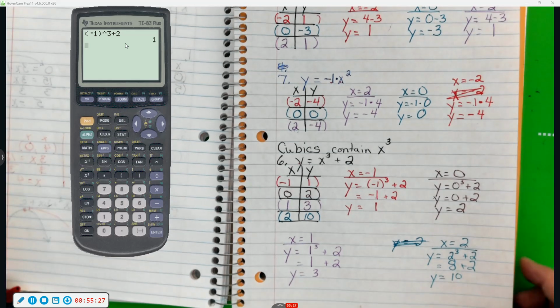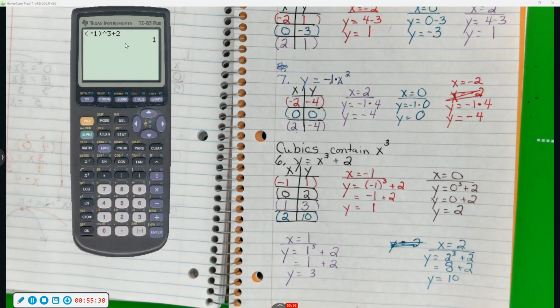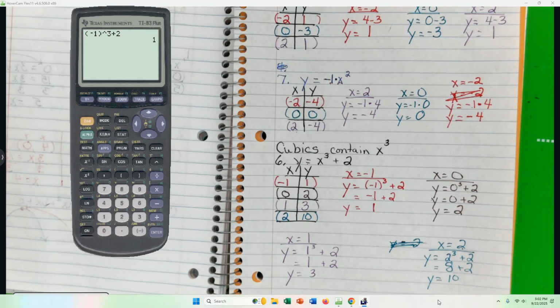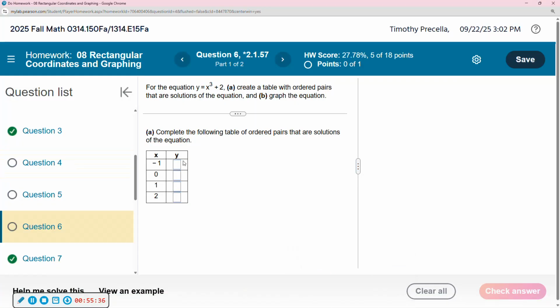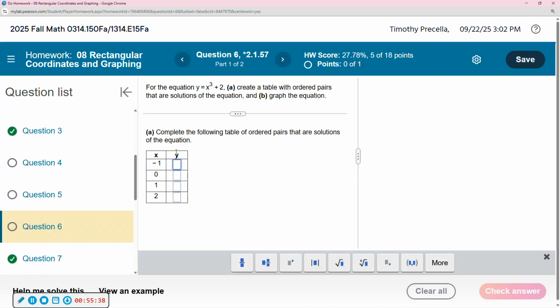So let me type those numbers in if it hasn't already timed me out. 1, 2, 3, 10. Notice with the cubic, the y values will start getting big really quickly. Notice how it went from 3 to 10. If you'd put a 3 here, 3 cubed would not be a 9. It'd be 27 plus 2.